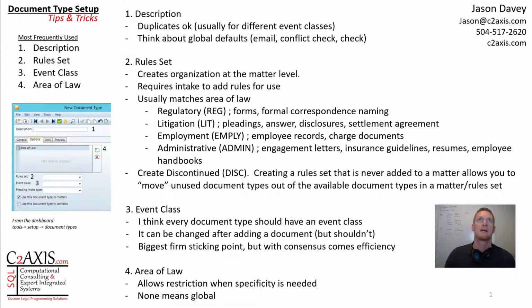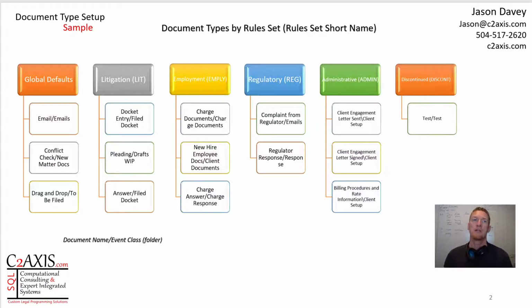I do have one more slide here that's the exact same information, except it's just in a different way. So basically, on the left-hand side, the global defaults, these are the defaults that I would create, not assign to any rule set. It's just a document type that is available in every single matter. Drag and drop, emails, maybe conflict check, maybe check request, maybe some type of expense report that you always want to be available. Those are examples of global defaults.